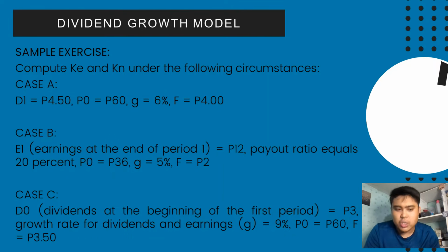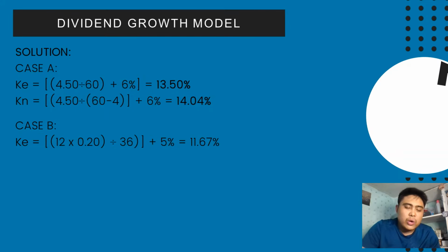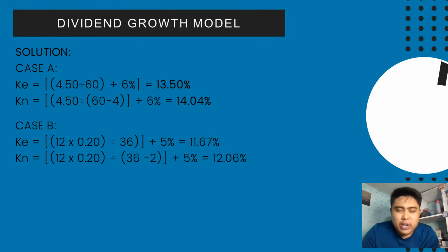Anyways, since alam na natin kung paano makompute ang D1, so ang KE natin to compute D1, that is 12 times 20% divided by the price of 36, then plus the growth rate of 5%, that is 11.67%. Sa KN, pareho lang sila na computation except that ang denominator, babawasan natin ng flotation cost which is 2 pesos. Therefore, ang ating KN is 12.06%. Diba, napakadali lang nitong topic na to. Lahat ay umiikot lang sa formula.